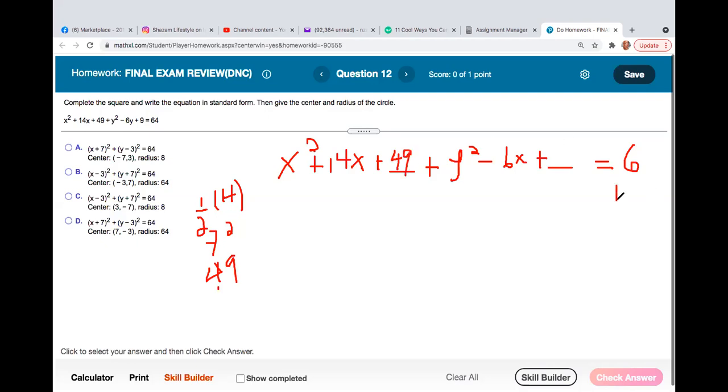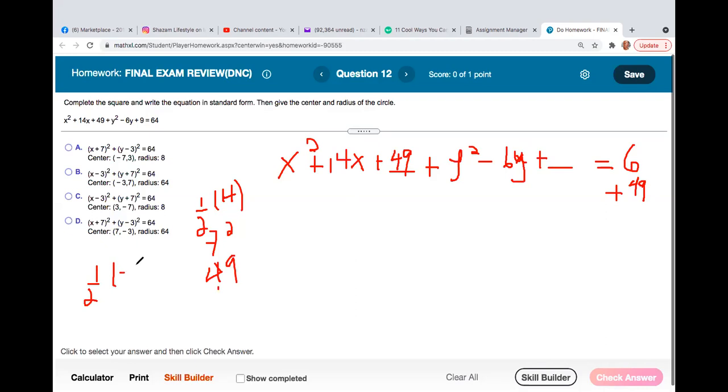This is more like what your problem is going to look like on the test, everybody, okay? So you add the 49 to both sides. Essentially, I'm completing the square on the x term. I'm also completing the square on the y term. This is a y term here. So for this one, I'm going to do half of -6, okay?